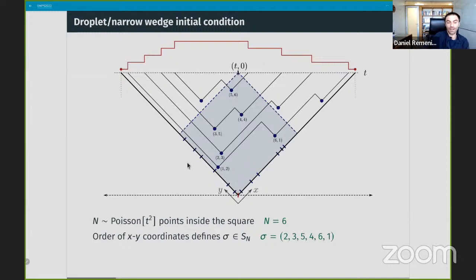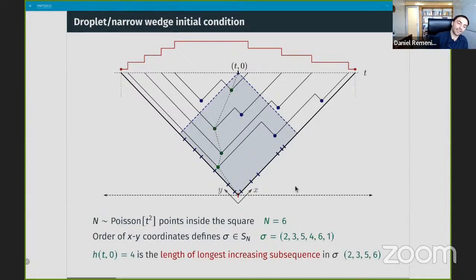And if you think of this as a permutation, then what you see is that 1 went to 2, 2 went to 3, 3 went to 5, and so on. So what this is defining for me is a random permutation, okay? And it's a permutation, in this case, of 6 points. So I drew here the permutation that corresponds to this configuration.